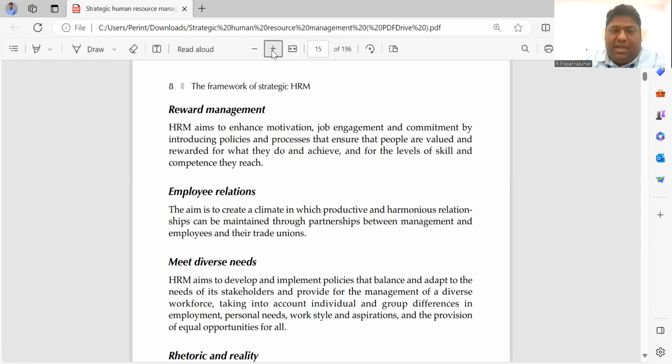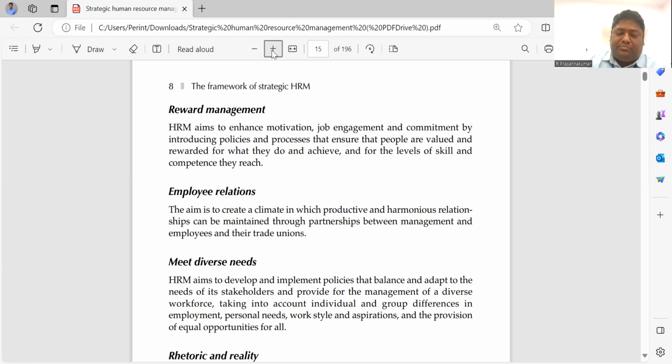Employee relationship. The aim is to create a climate where productive and harmonious relationships maintain the partnership between the management, the employer, and the trade unions. As I told you, the labor union or labor act is the most powerful act in the world. So we have these trade unions, and the employees and the management have to maintain a good relationship.